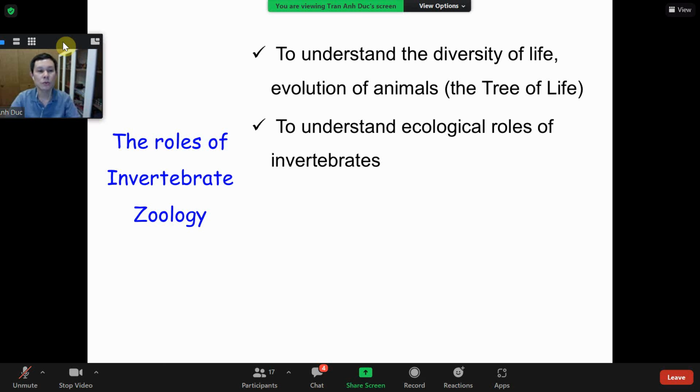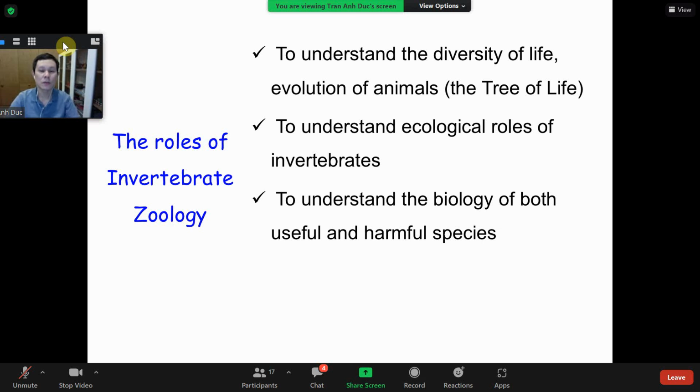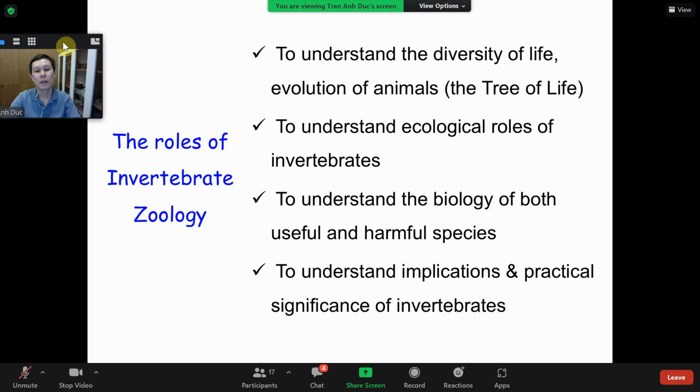And also to study the ecological roles of invertebrates, the biologies of both useful and harmful species. Like just now we see that the useful ones are those which provide us food or medicine. Then we also have to study the parasitic ones, for example, and the implications and practical applications of these invertebrates in our life. So these are the main aims of the branch of invertebrate zoology.